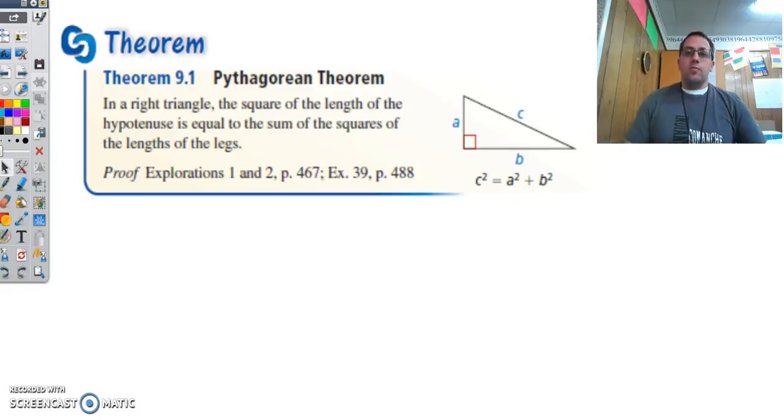So what the Pythagorean Theorem says is that if you have a right triangle, then the square of the length of the hypotenuse is equal to the sum of the squares of the lengths of the two legs. So most of you know this as a squared plus b squared equals c squared. And we don't care which one's a, which one's b, as long as those are the legs, the short sides. The important thing is that c is always that longer side. It's always the hypotenuse. All right.